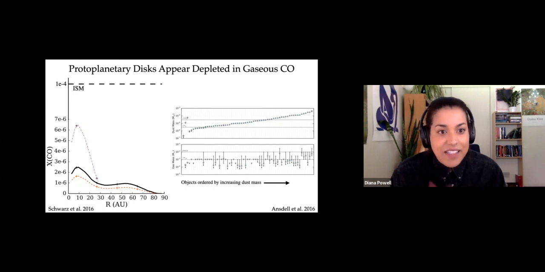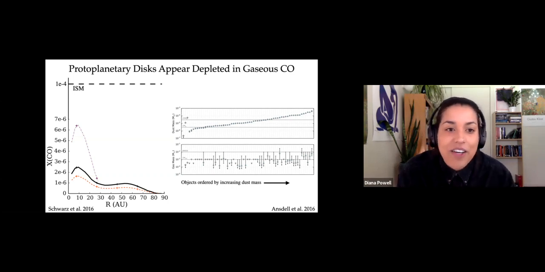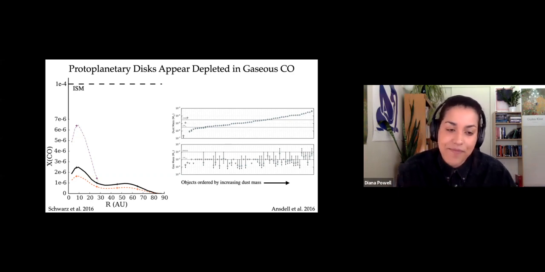And I'll start by saying that it's not just my modeling that indicates that CO is depleted in disks, not by any means. So on the left here, I'm showing the CO abundance in the disk TW Hydra as a function of radius as compared to the abundance that we would expect from observations of the interstellar medium. That's work done by Cleeves here. So you can see that the CO gas appears to be significantly depleted.